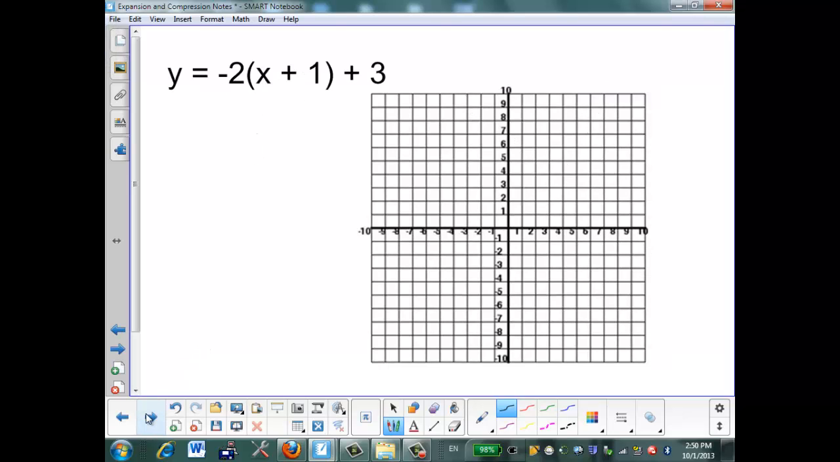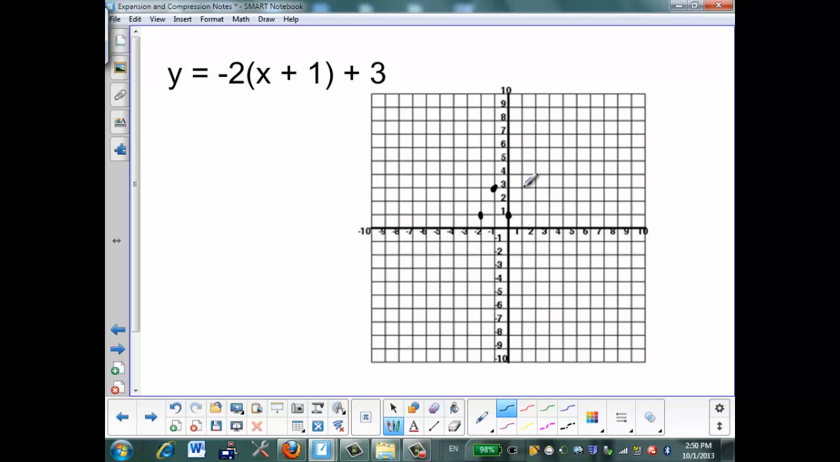Finally, if we have a negative, we still look at our translation. So in this case, it's positive 1, which means I'm going to go to negative 1 on x. And it's positive 3, so I'm going to go up 3 and start my new vertex. Now normally I'd go over 1 up 1, but because I've got this factor of negative 2 in front, I need to multiply everything I would go up by negative 2. So instead of over 1 and up 1, it becomes over 1 and down 2. Same thing on the other side.